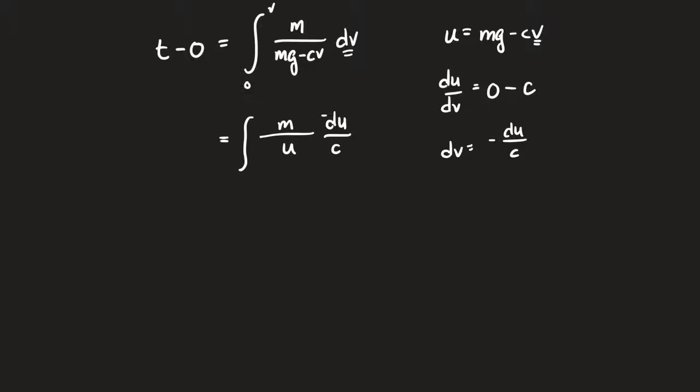Now, I would encourage you at this point to take anything that's a constant and take it out of your integral. And we do have things that are constant. M and C are constant, so I take them out of the integral. And I'm left with 1 over u du. That's u sub. What you should be left with is something that you can integrate.